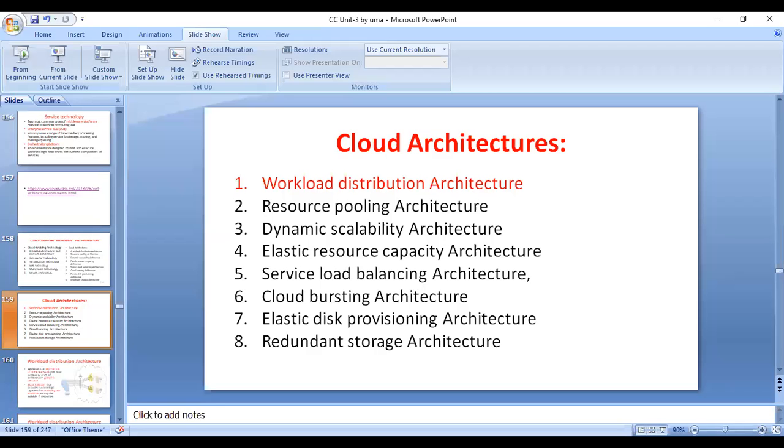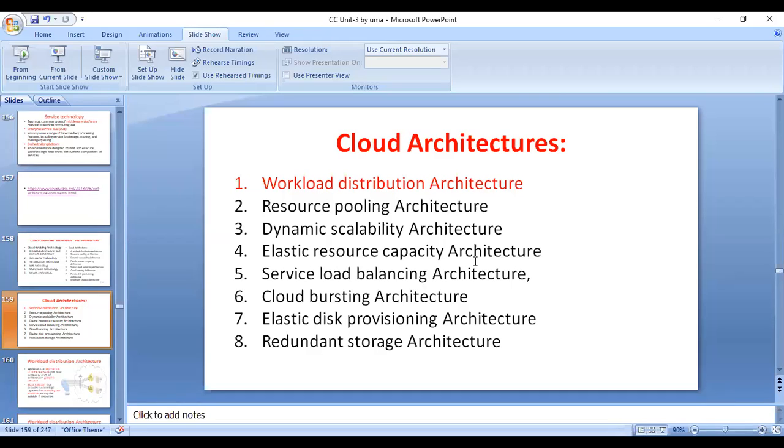In this session, you are going to learn about the cloud distribution architecture. What is a cloud distribution architecture? In cloud architecture, there are 8 different architectures.